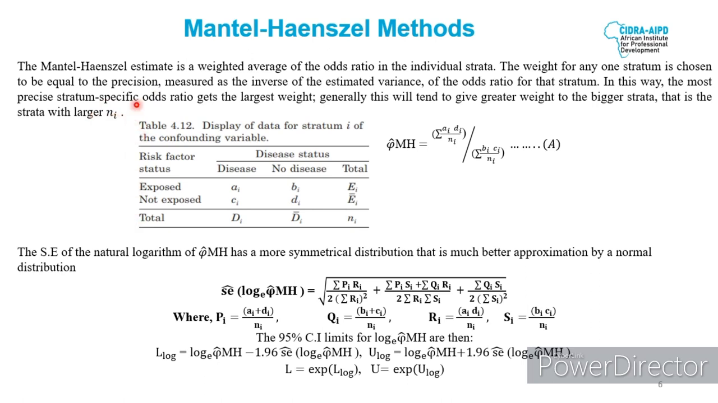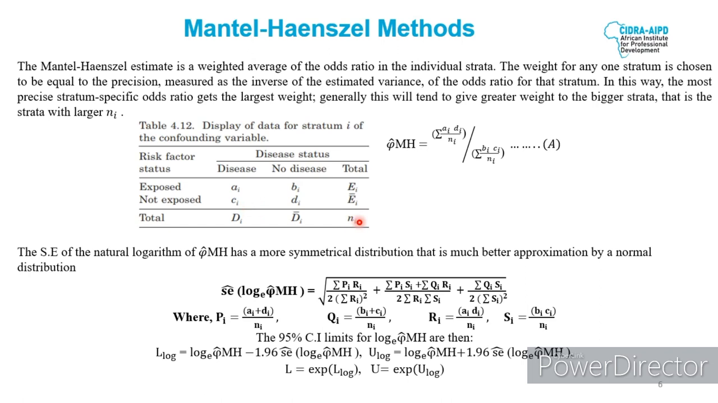So please pause this video and note down this table, because we will use these denotations from now on. There is disease, no disease, exposed, non-exposed, and totals. ai, bi, E_i, ci, di, E_i cap, D_i, D_i cap, and Ni, E and D are capital. Now the Mantel-Haenszel test statistic is given by summation of ai into di divided by Ni whole divided by summation bi into ci divided by Ni.